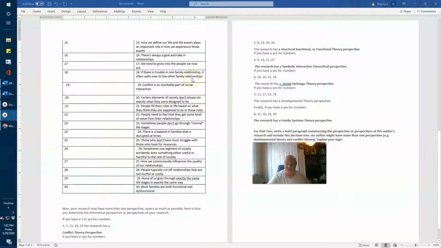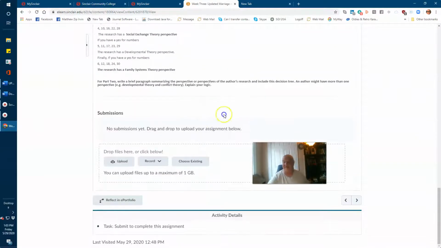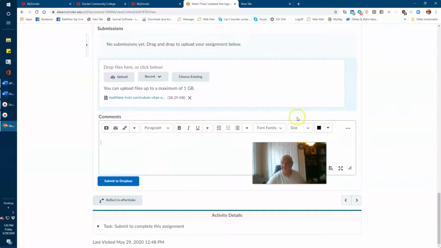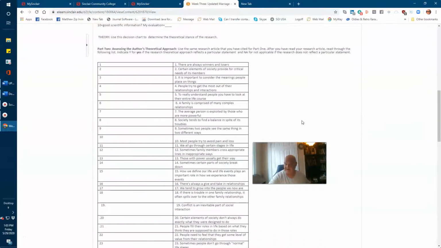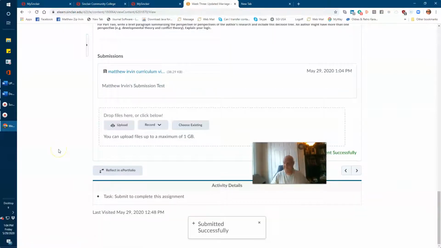So what do we do when we're done with this assignment? Let's switch screens. When you're done writing up your 2 to 3 page paper, you save it on your computer and you upload it here. I'm submitting this here and clicking on it. I'm going to make sure I'm still a student, and I'm going to go down in here, click Matthew Irvin's, and submit that to the Dropbox. Boom, you're done.